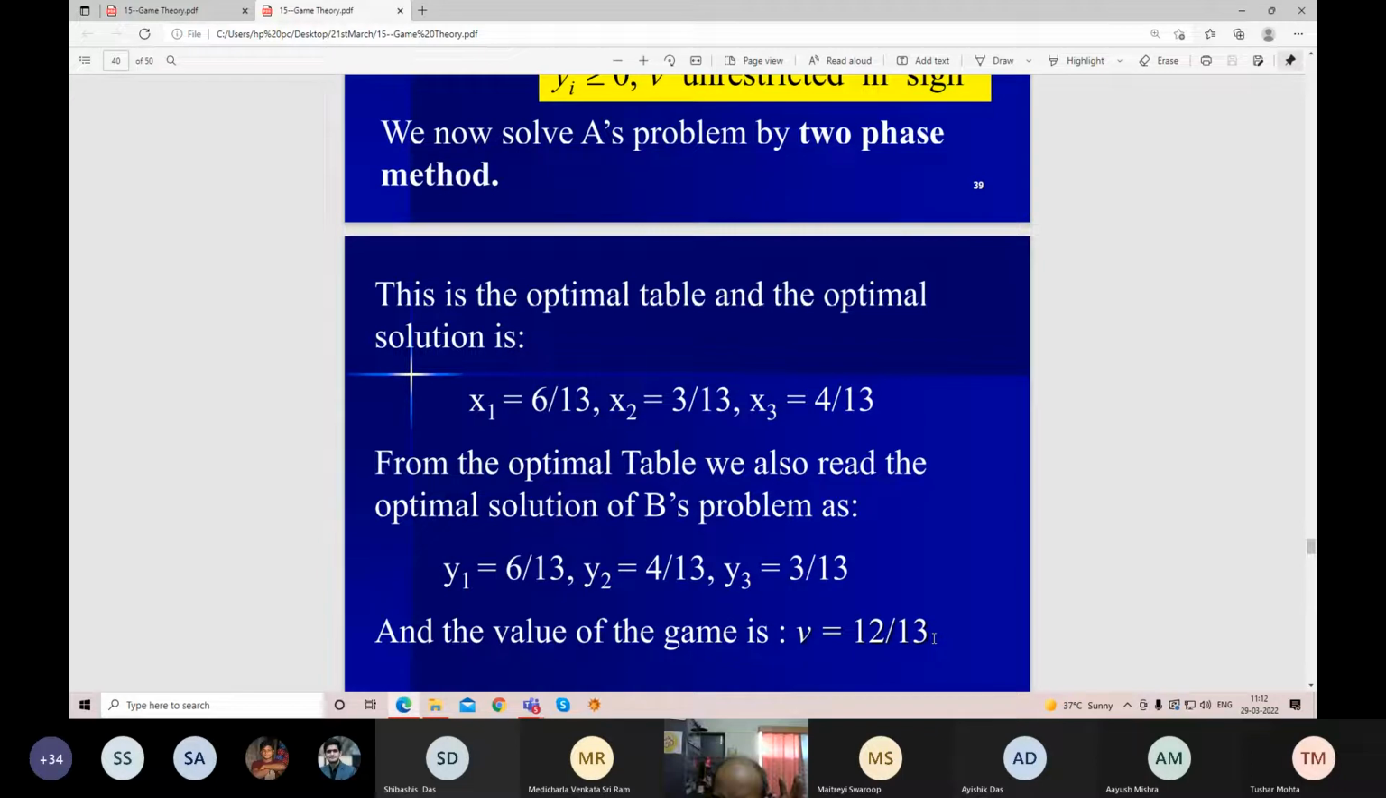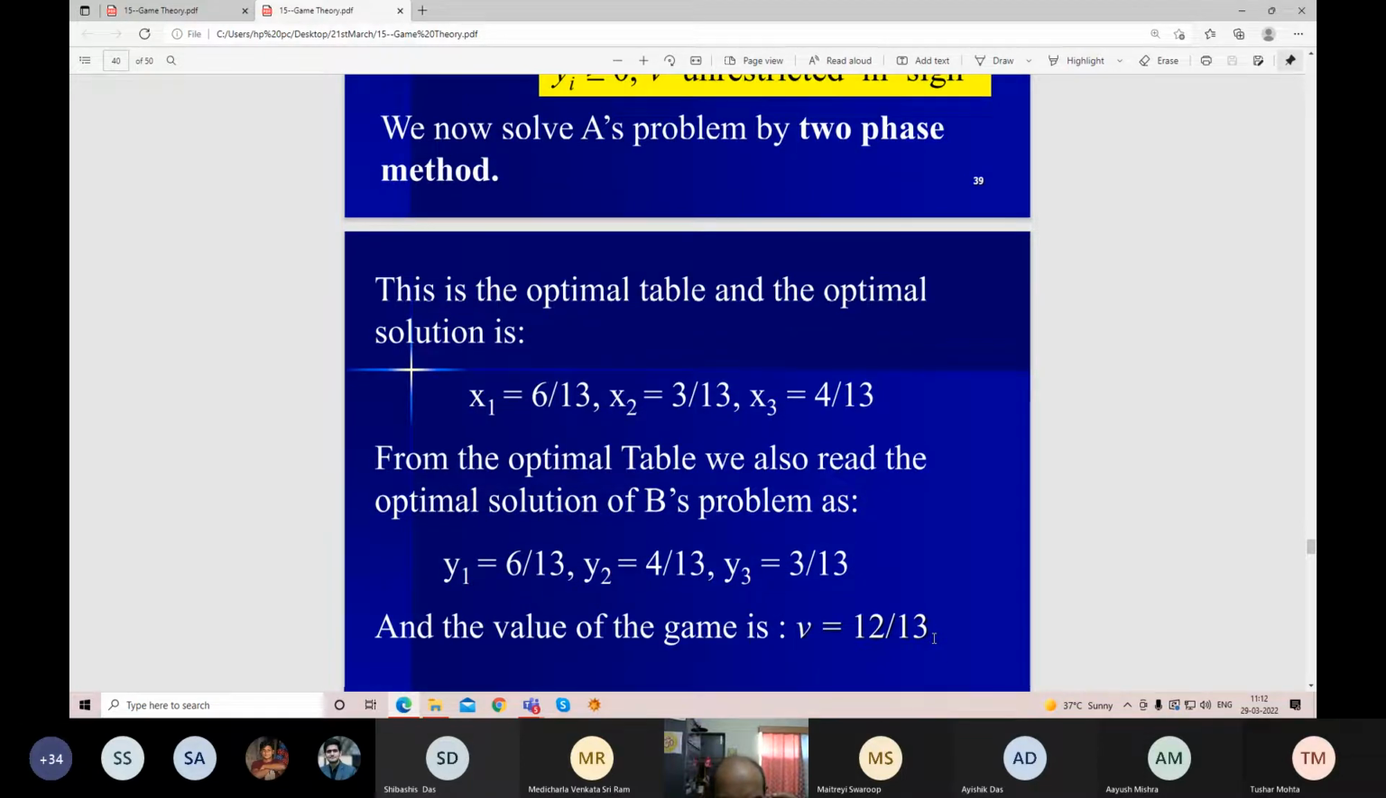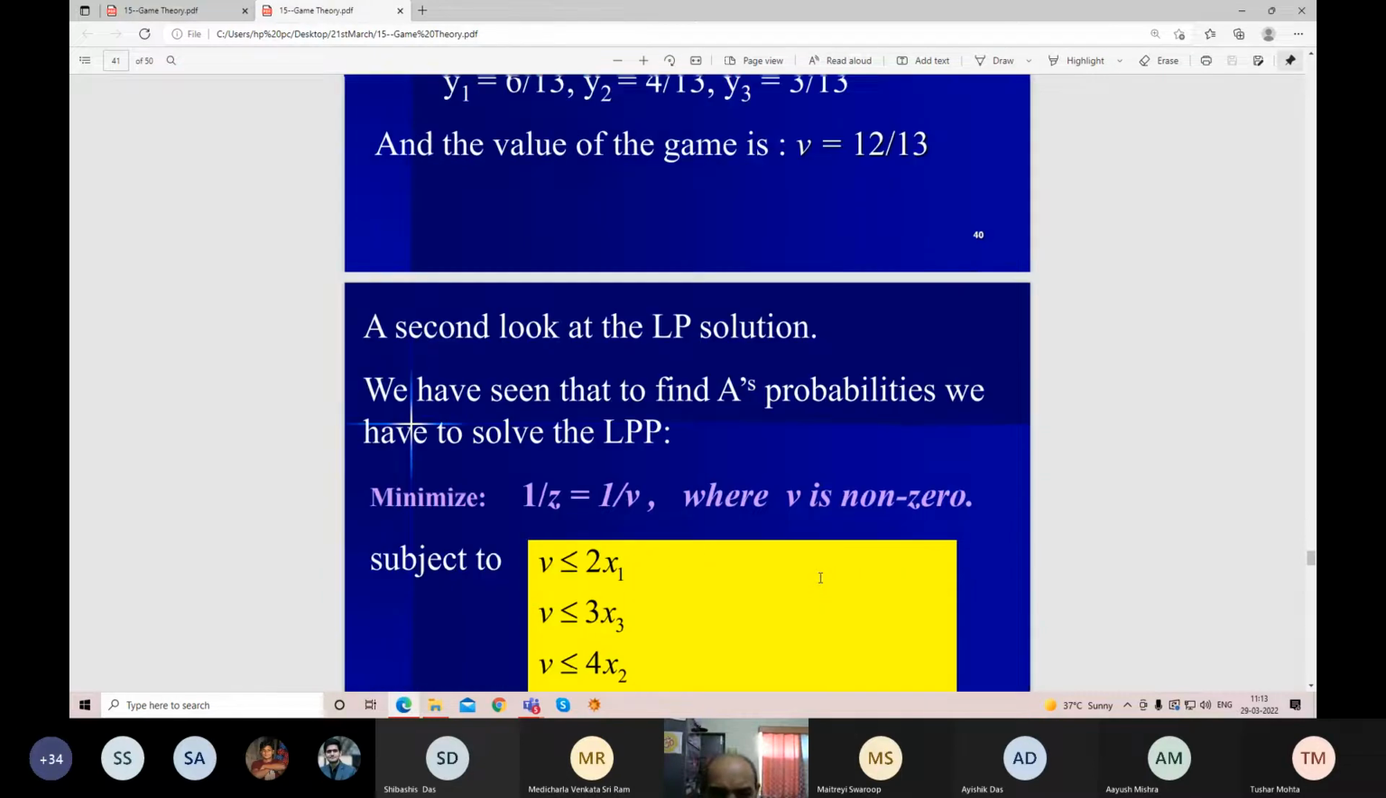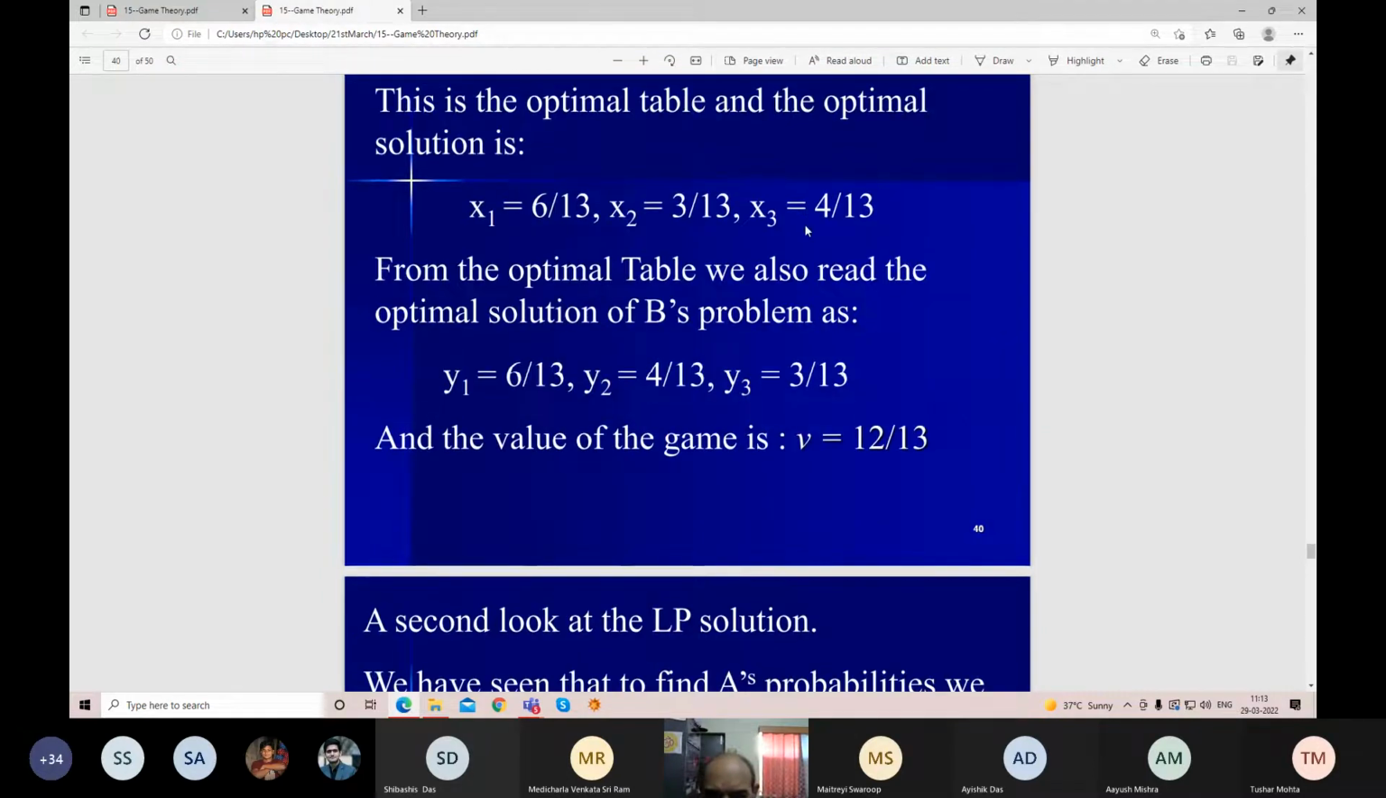I have already told: since the elements are 0 and positive, the value of the game is positive. Okay. Similarly, the same problem we can also solve using two problems: for player A, one problem, and for player B, another problem. So if you solve, you will find the optimal strategy. It is given here x1, x2, x3, y1, y2, y3, and their sum equal to 1. Okay. If you have any doubt, you can ask me. I will clarify.